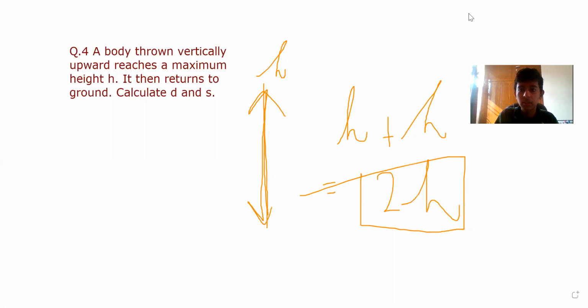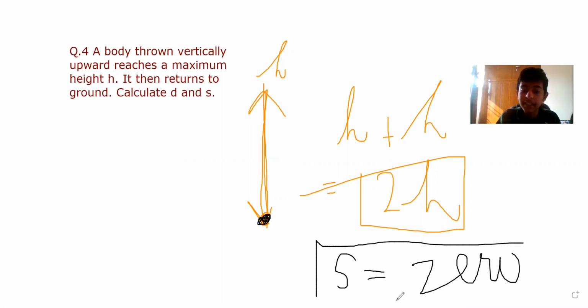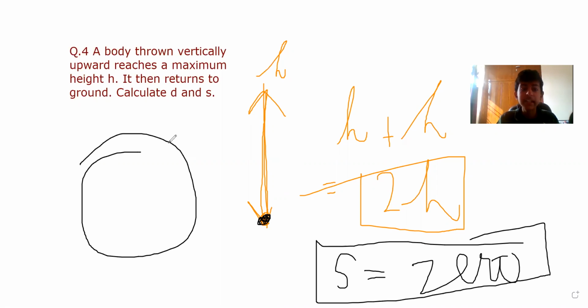Yes or no? And we can say that this was the initial position. Let me change the color. This was the initial position. It was thrown upward. Again, it returned to the same position. That means initial and final position is the same. That means displacement is 0. In such cases, displacement is always 0, because the initial and the final position is the same. Same happens with a circular motion, where the final and initial position are the same.